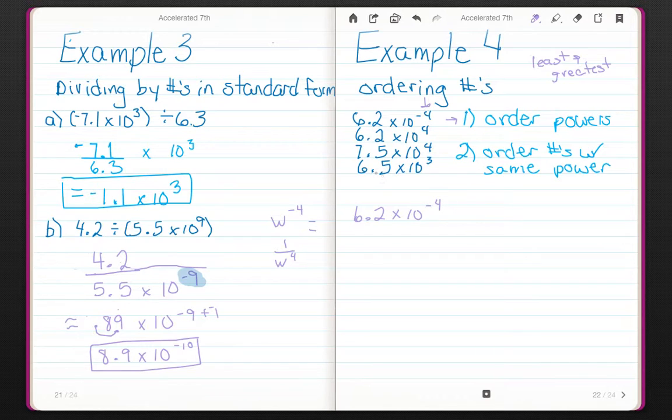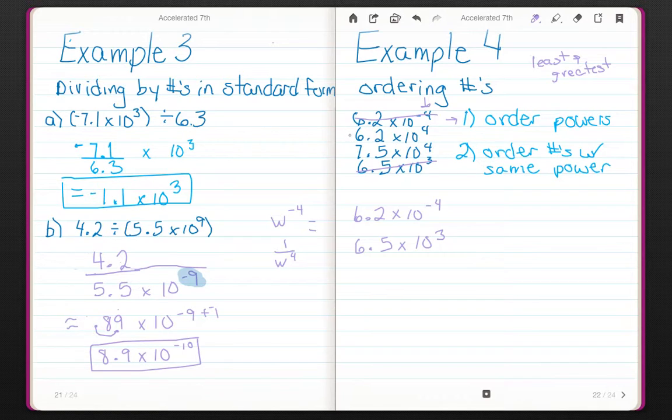Next, I see 6.5 times 10 to the positive third. That's my next smallest exponent, so it goes next. Then I see, and I'm going to cross these out as I use them, two 10 to the fourth exponents. So then step 2 kicks in. Order the numbers with the same power.